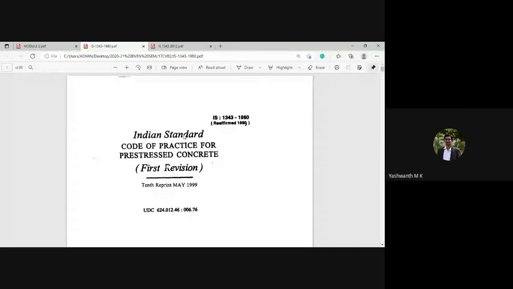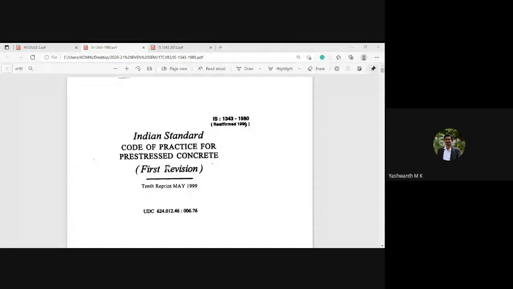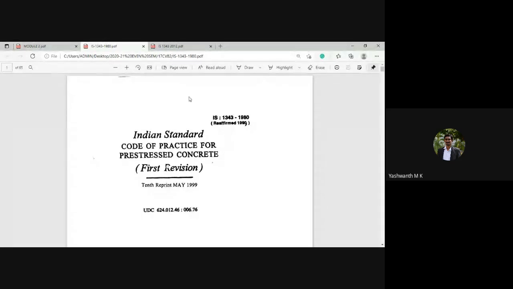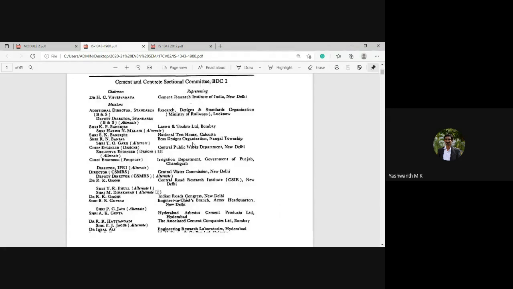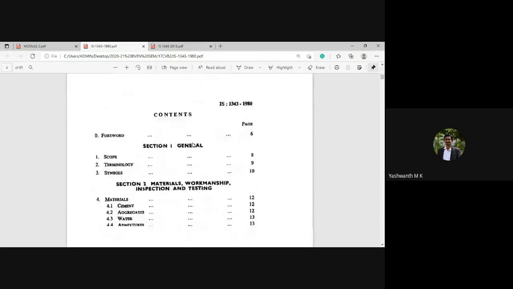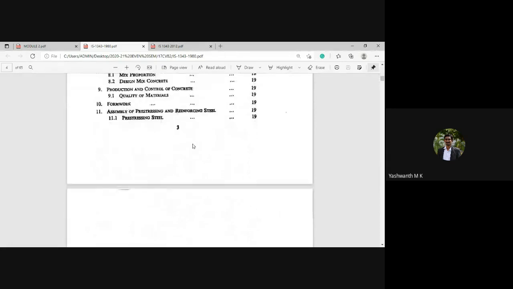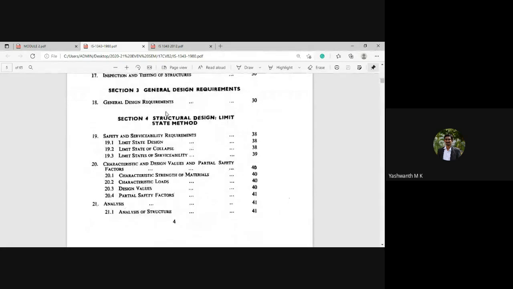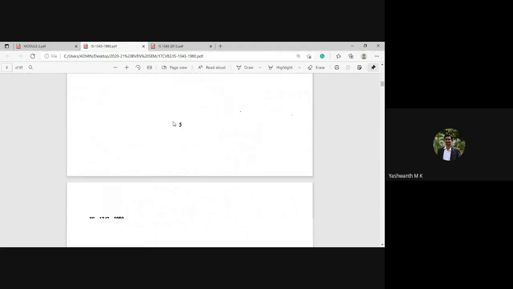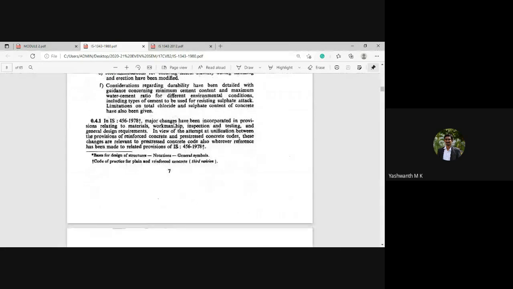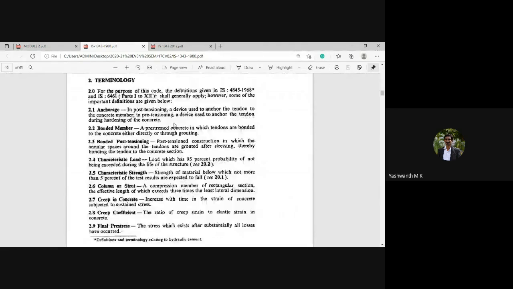Yeah, this is the next code which I wanted to discuss, that is as per IS 1343:1980. This is the earlier code we used to follow, the Indian Standard Code of Practice for Pre-Stressed Concrete. Here also the same things have been mentioned: the same clauses and all the general design requirements. I will tell you what you can get from this code.